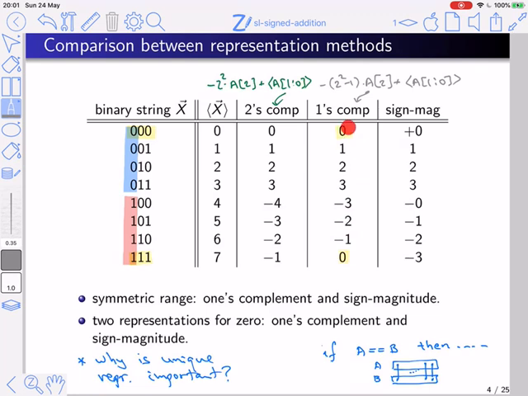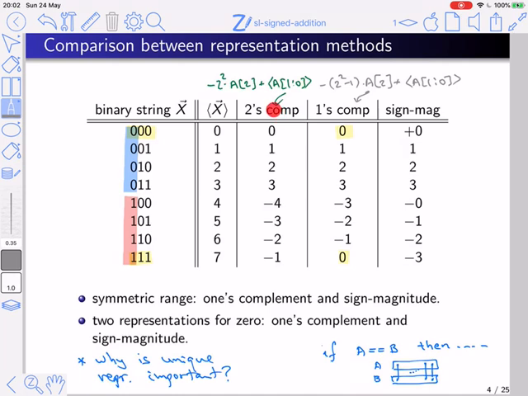We notice that in 1's complement, 0 has two representations. One is the all 0 string, and the other one is the all 1 string. Notice that the range in the sign magnitude and 1's complement representation is symmetric. It's from minus 3 to 3. And here it is from minus 3 to 3.